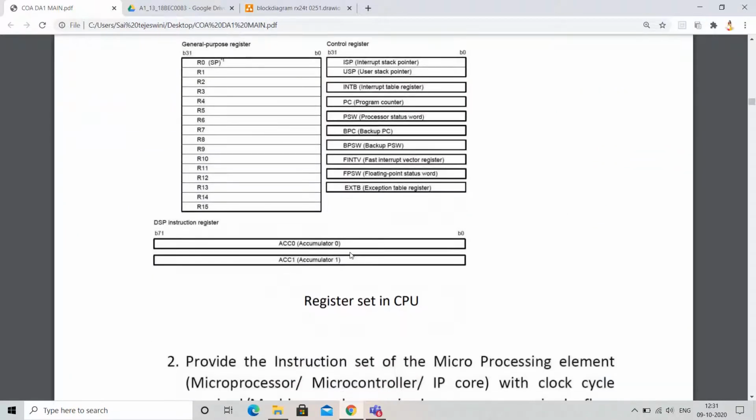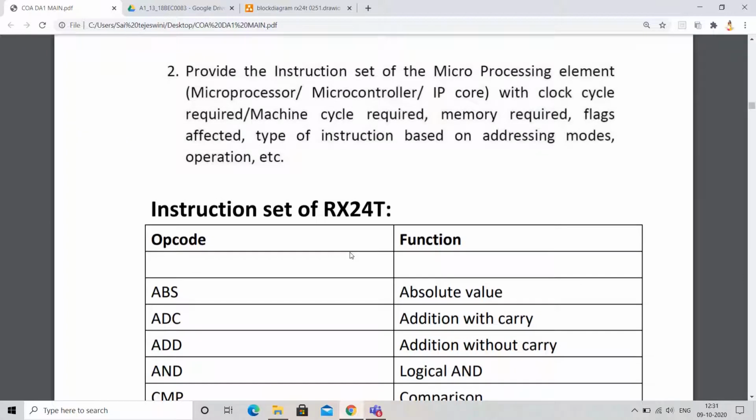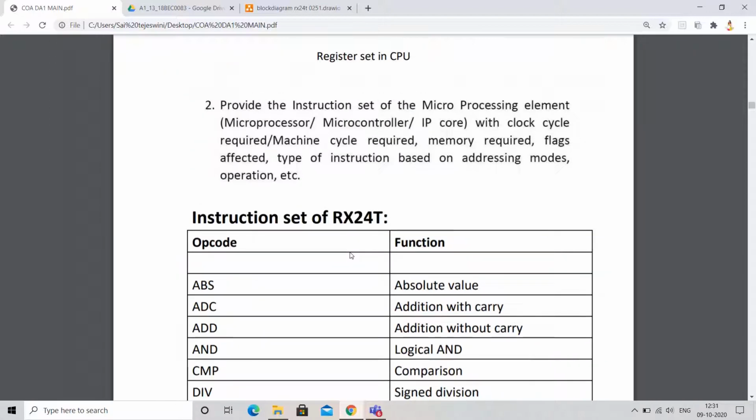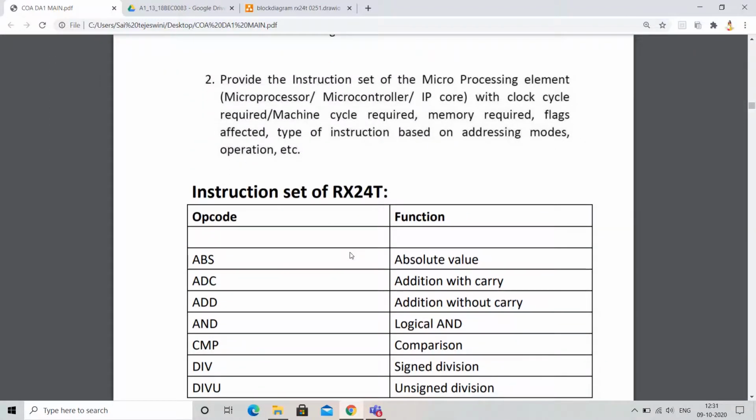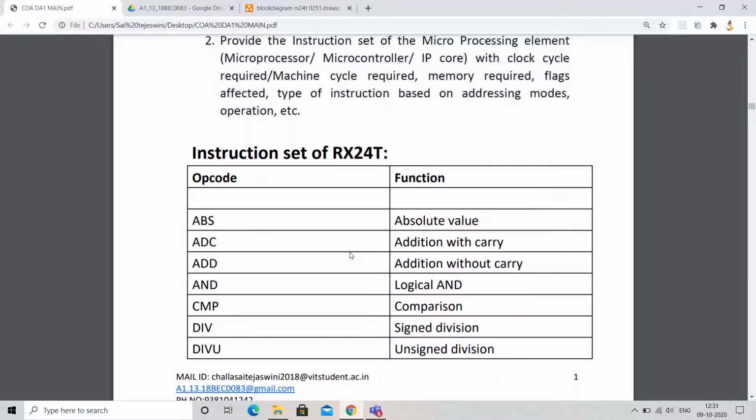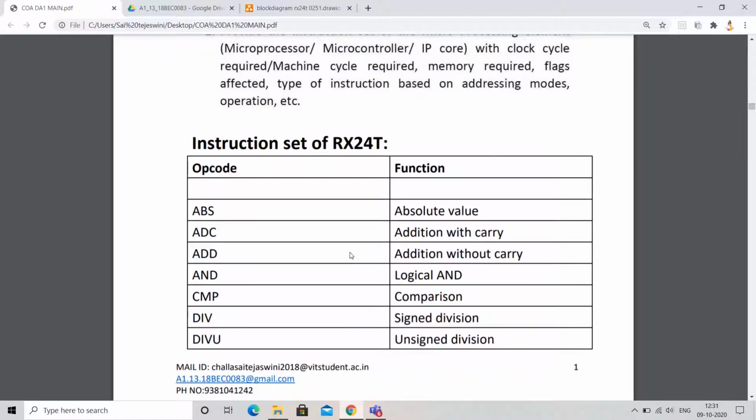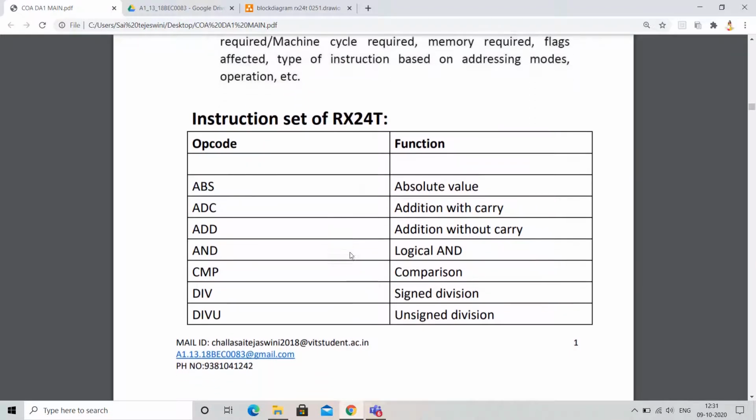Coming to the second question: provide the instruction set of the microprocessing element with clock cycle, memory required, flags affected, types of instruction based on addressing modes. The instruction set of RX2040 with opcode and function is mentioned below.